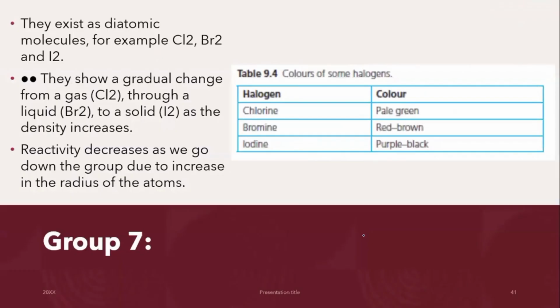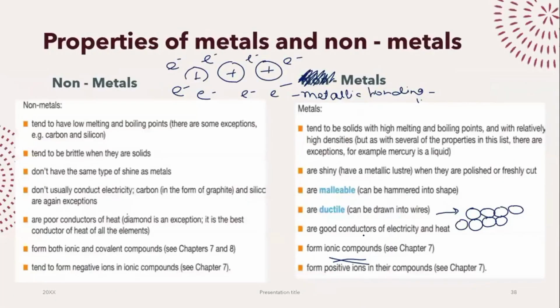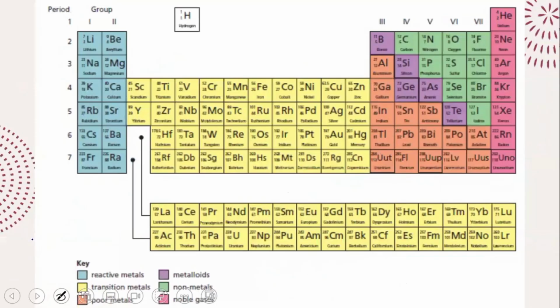So that was about group 1 and group 2. Then let's go ahead and talk about group 7. Okay, one thing again I want to add over here for group 1 and group 2. In group 1 and group 2, please remember that reactivity increases as we go down the group.